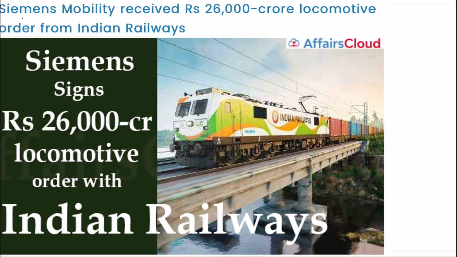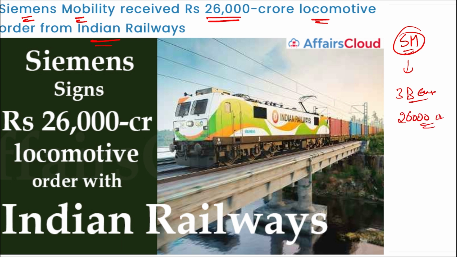Next, remember, Siemens Mobility has received a locomotive order of over 26,000 crore rupees from Indian Railways. Siemens Mobility is managed by Siemens AG of Germany. They have received locomotive orders worth 3 billion euros or 26,000 crore rupees from the Indian Railways. Highly important: this order is for 1200 electric locomotives of 9,000 horsepower.